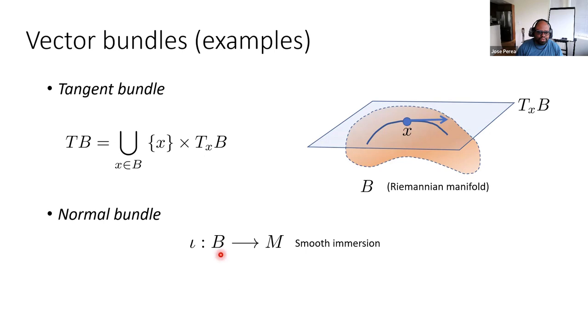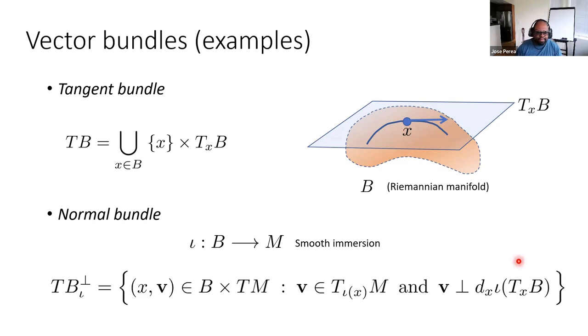And then finally, you have the normal bundle. So suppose that you have two Riemannian manifolds, B and M, and that B is smoothly immersed in M. By that, I mean that the derivative of iota is injective everywhere. So you can define the normal bundle as follows. It's going to be denoted as TB perp, and it's going to be the pairs of points (x, v), where x is a point in B, v is a point in the tangent space of M at iota of x, and you want v to be orthogonal to the tangent space at B. And then here's where we're using that iota is an immersion, right? The dimension is full rank. We're going to use this normal bundle later on. So if this definition seems unclear or suspicious, please speak now.